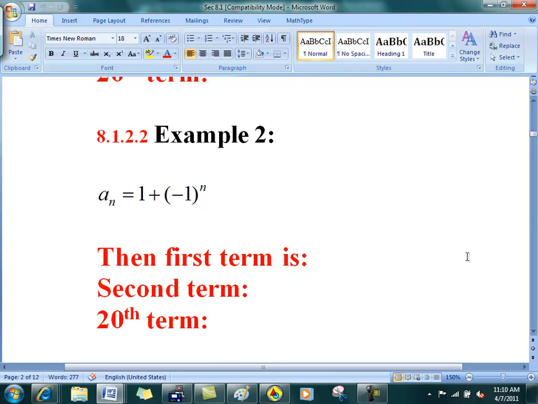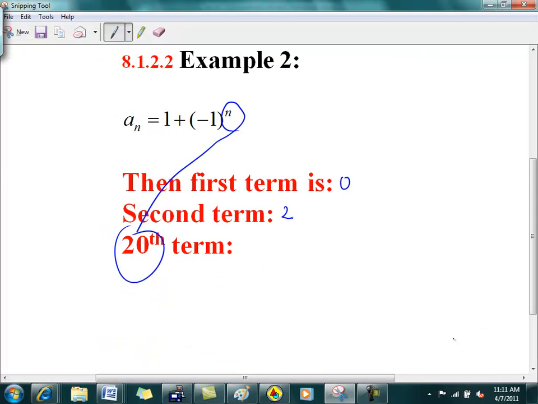Okay, how about the next one? You guys work on this one. Okay, so minus 1 to the 20th power is going to be 1. Anytime you have an even power there, it'll become a positive quantity. So then this would be 2. So in words, how would you describe this sequence? In words, not in math, but in words. How would you describe the sequence? Anybody? Don't tell me what the sequence is, but in words, how would you describe it?